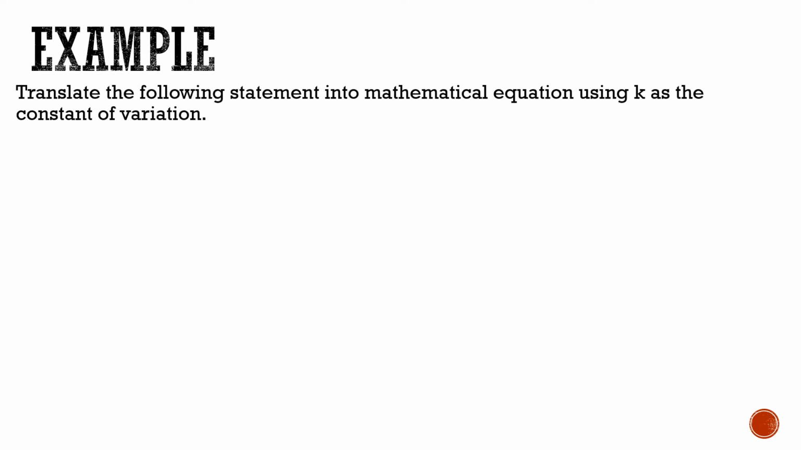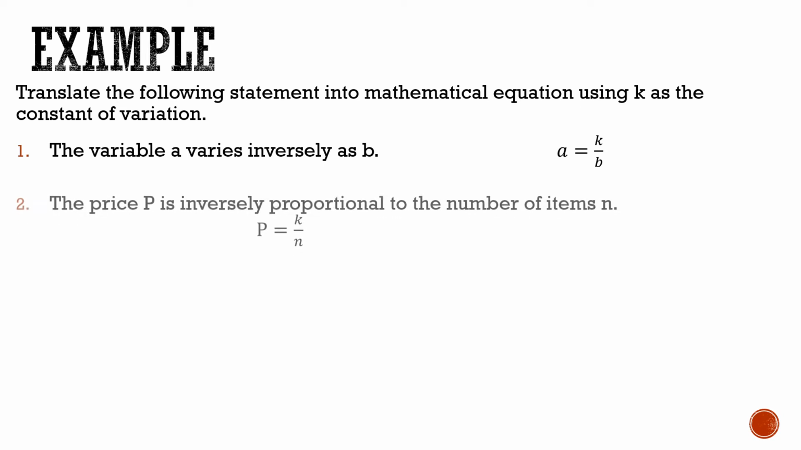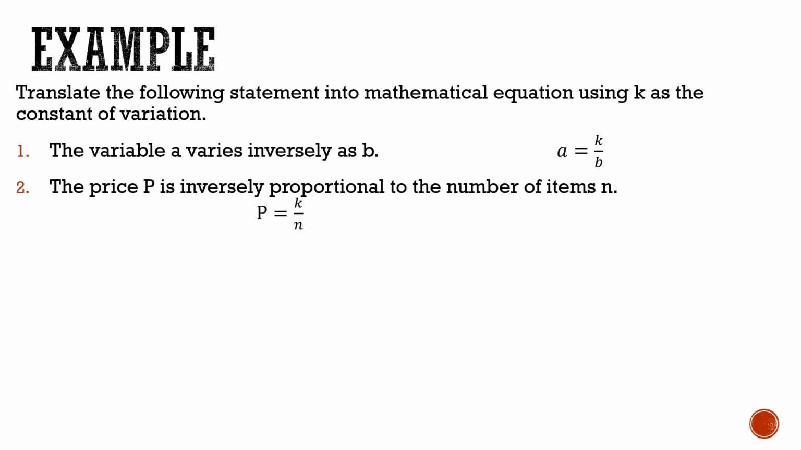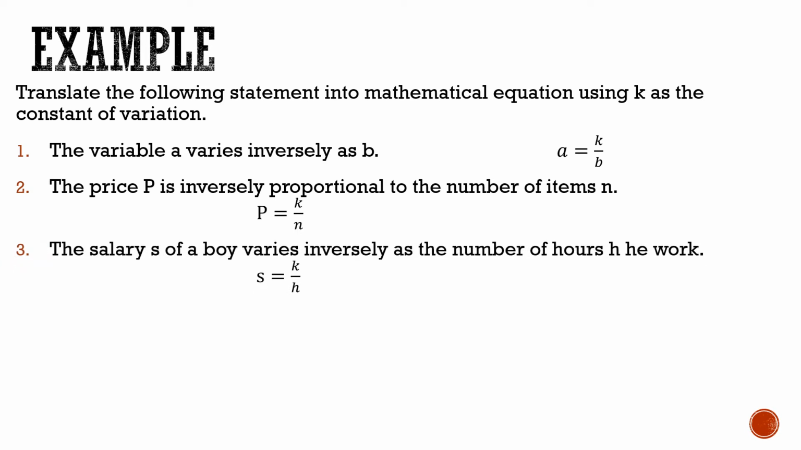Example: translate the following statement into a mathematical equation using k as the constant of variation. The variable a varies inversely as b. Therefore, a is equal to k over b. The price p is inversely proportional to the number of items n. In mathematical equation, that is, p is equal to k over n. The salary S of a boy varies inversely as the number of hours h he works. In mathematical equation, that is, S is equal to k over h.